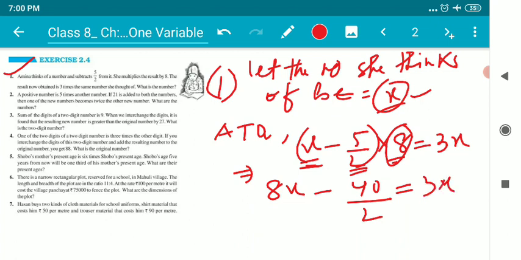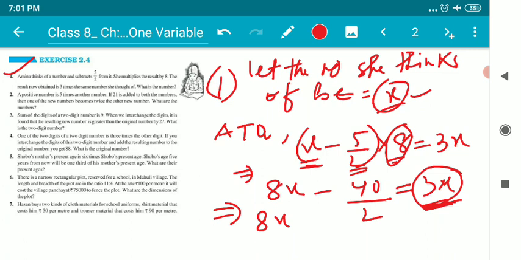Now children, a very similar process is to be used. Let this 8x be on the left hand side and transpose this plus 3x to the left hand side. Now you might be thinking, sir, where is the plus sign? There is no sign in front of 3x, which means plus.